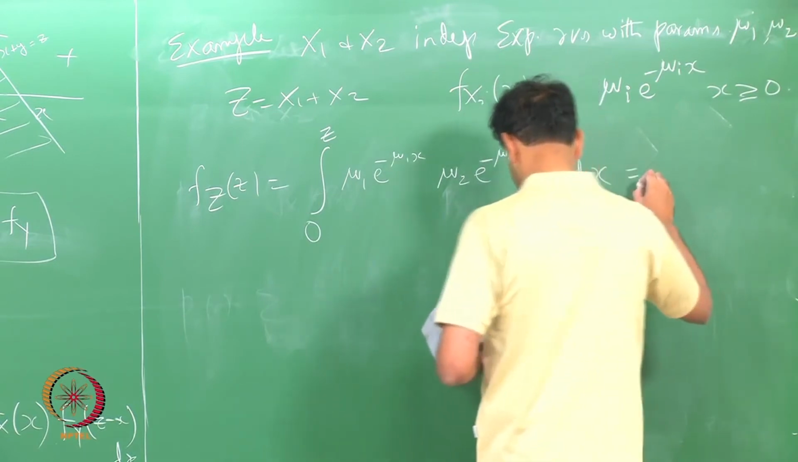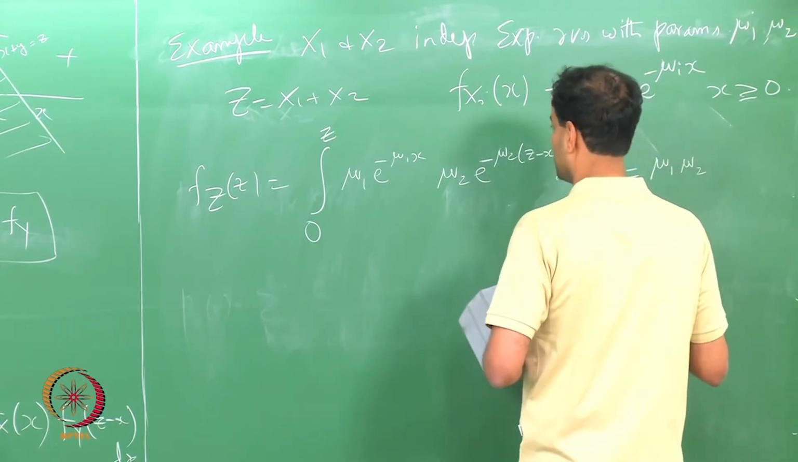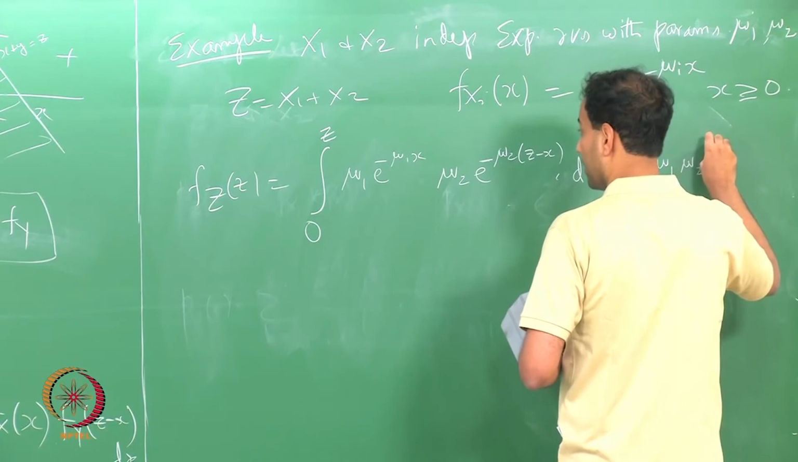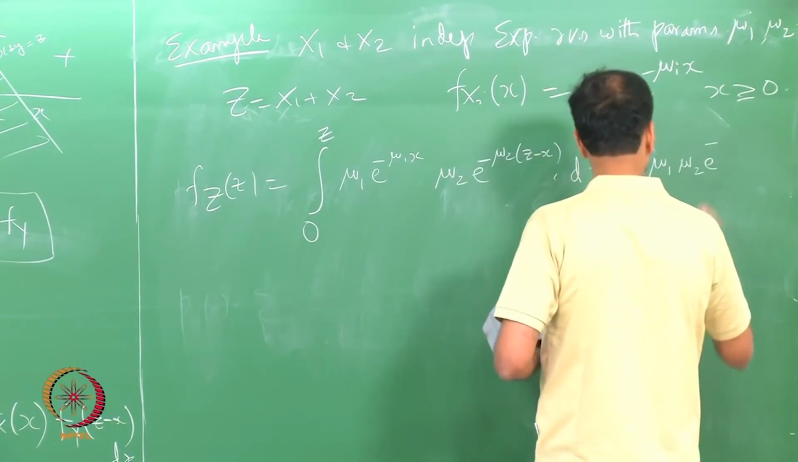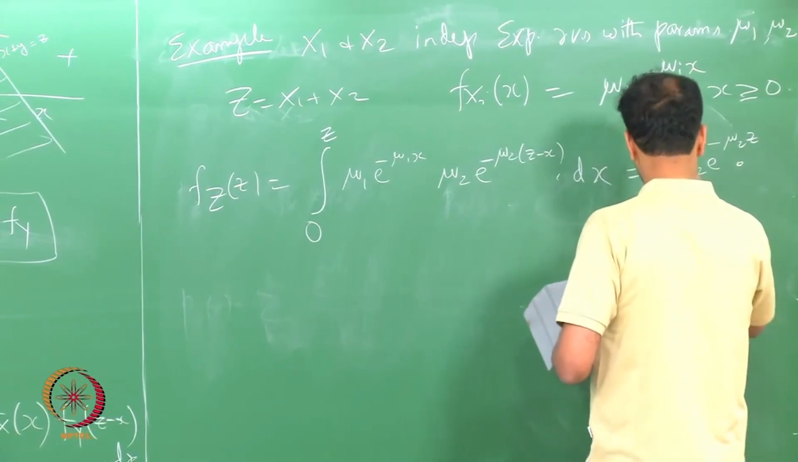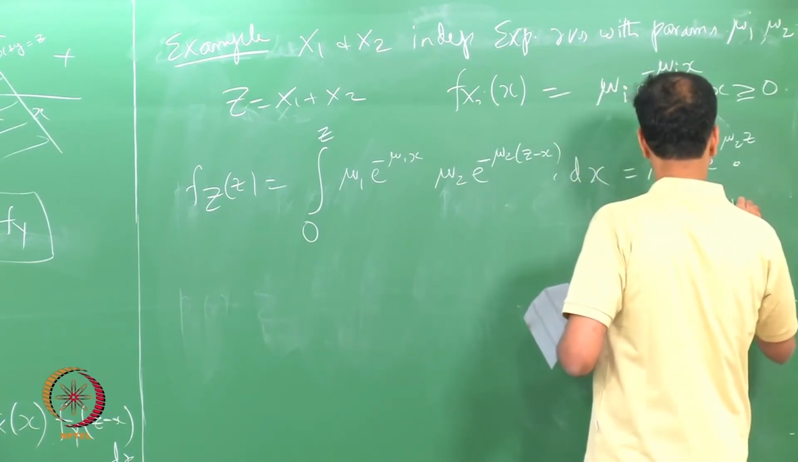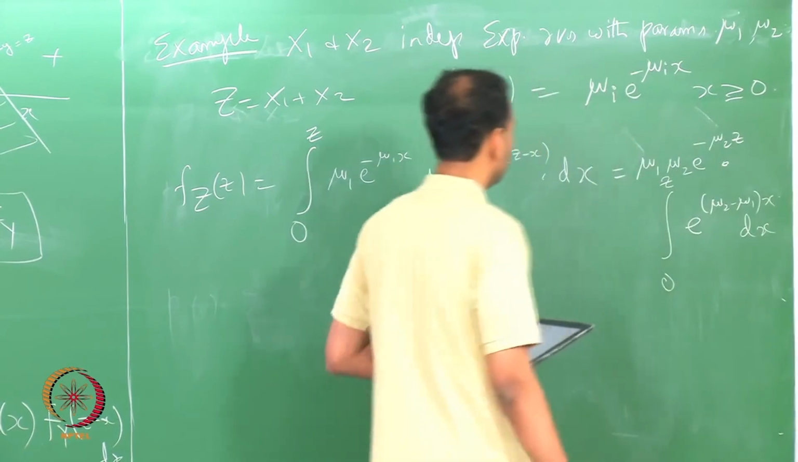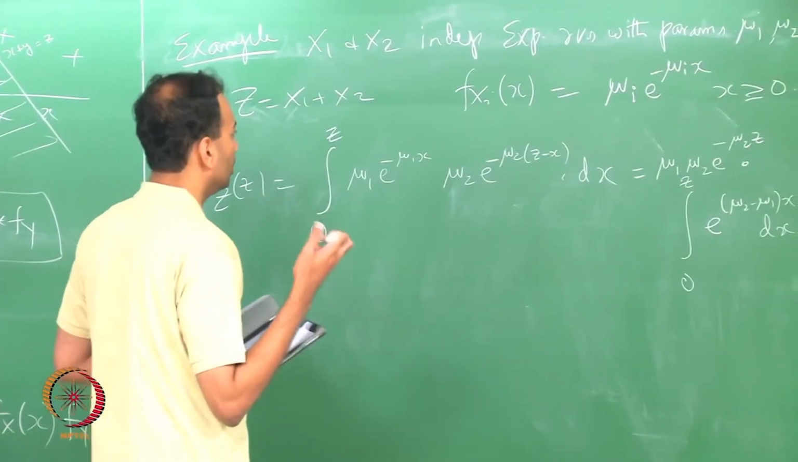Which is equal to mu 1 mu 2 e power minus mu 2 z times the integral from 0 to z of e power (mu 2 minus mu 1) times x dx. Okay. Fine, just doing the convolution.